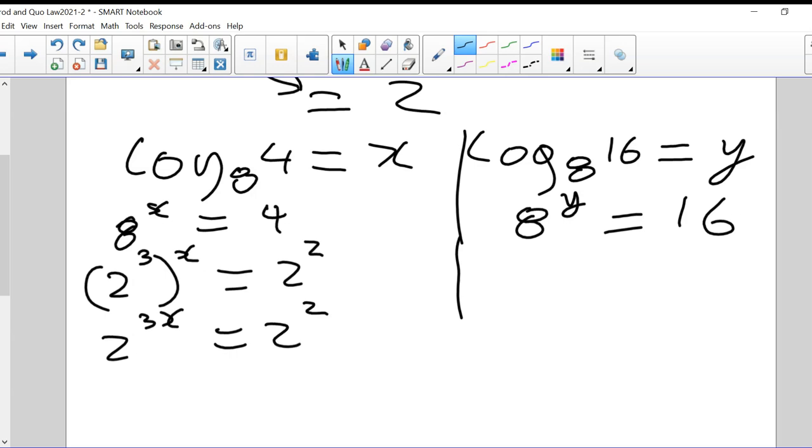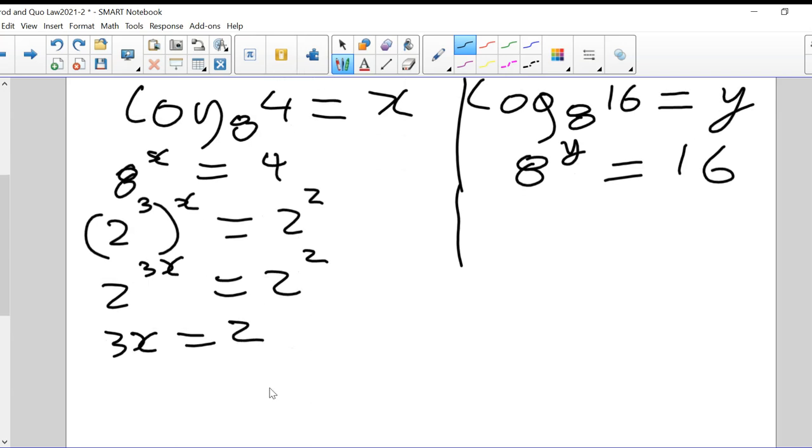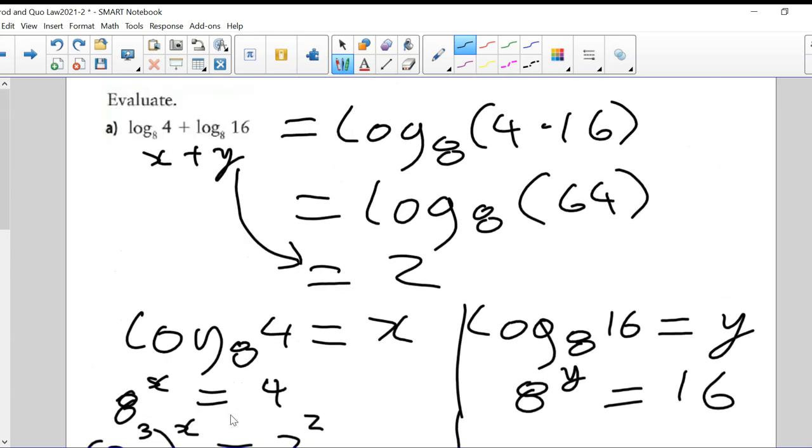Am I going too fast here, folks? Everybody okay with that? And therefore, I don't need the base anymore. That 3x is equal to 2, and that means that x is 2 over 3. So we can fill in that information right now. This x, I'm going to take away, and I'm just going to put this here. This is 2 over 3. We figured out what x was.